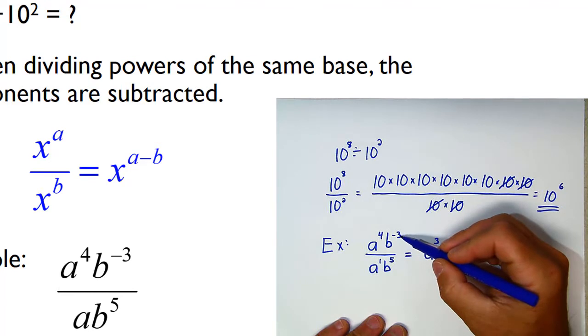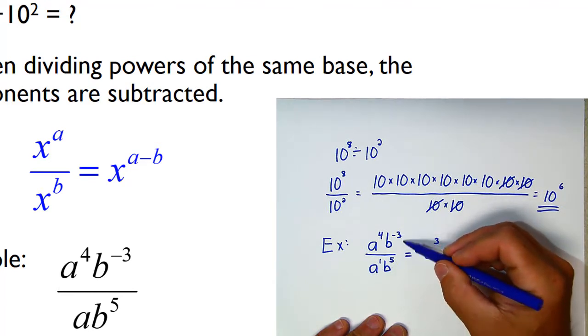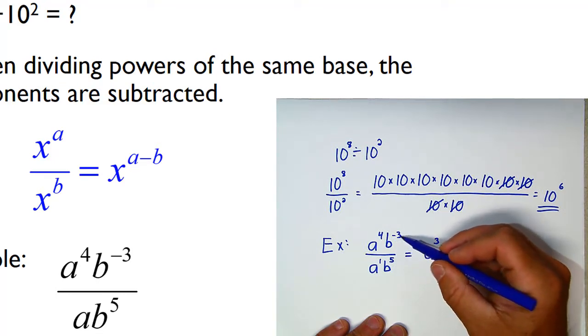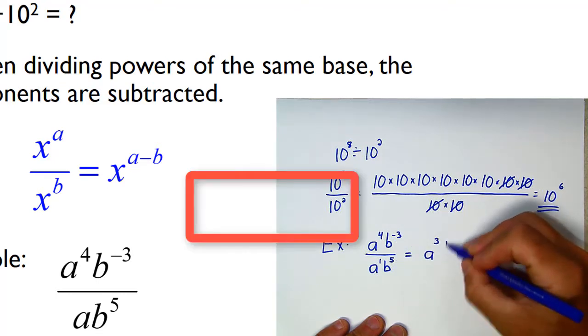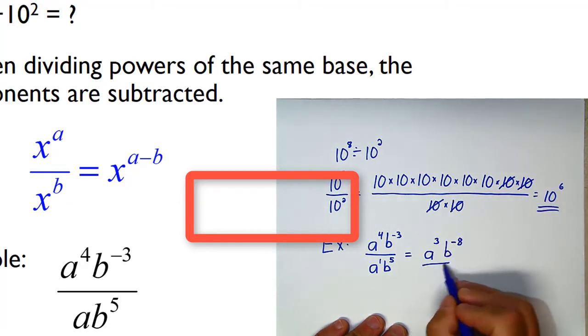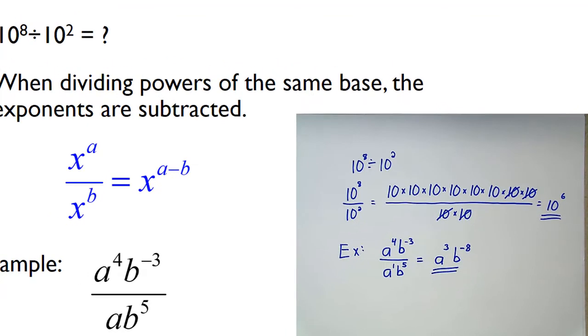And we have b to the negative 3rd over b to the 5th. Okay, even though the top is negative, we're still going to subtract off the bottom power. And negative 3 minus 5 leaves us with b to the negative 8th. So a to the 3rd, b to the negative 8th is our simplified expression. And we're going to see in a little bit that there's another way that we could write that as well.